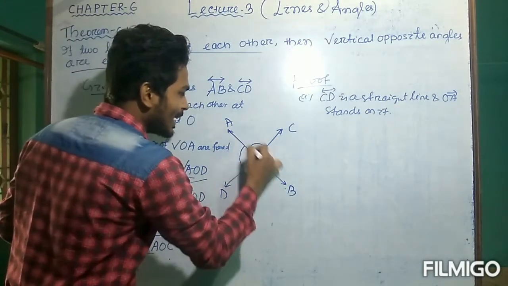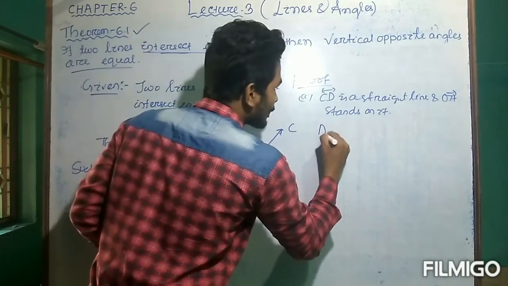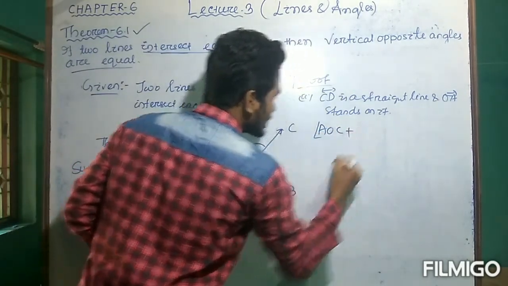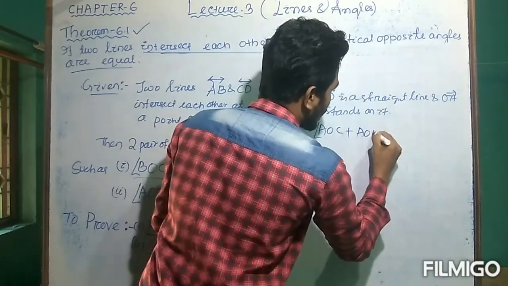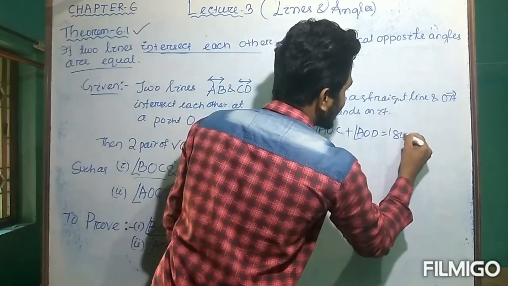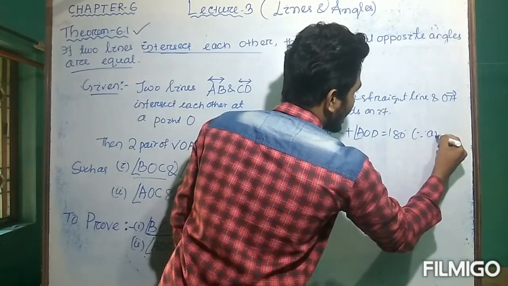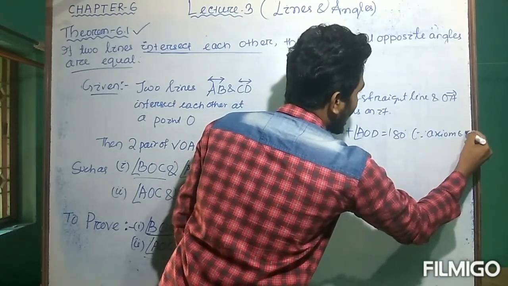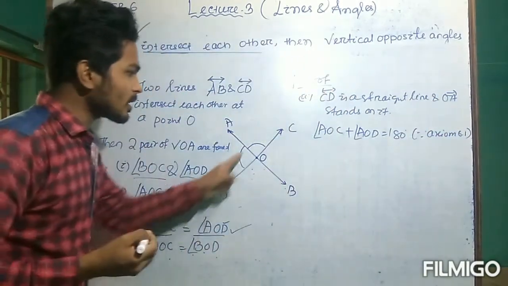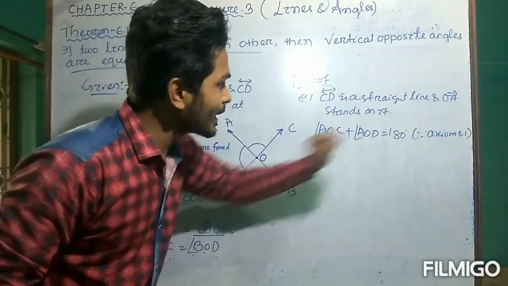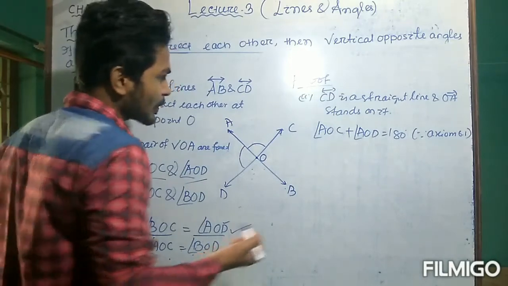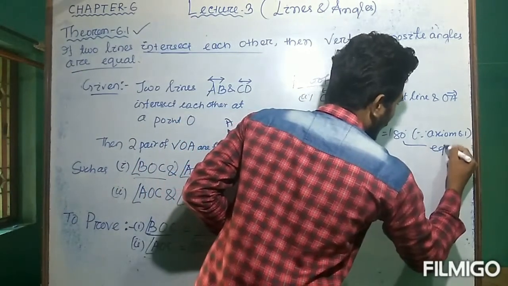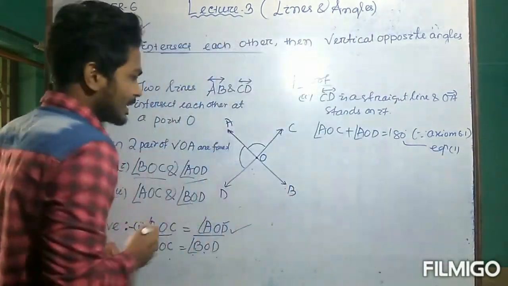So you can write AOC angle plus AOD angle is equal to 180 degree. The reason is, as these two angles are linear pair angles, the sum of these two angles is equal to 180 degree, or simply you can write due to the axiom number 6.1. Understood? This is equation 1.